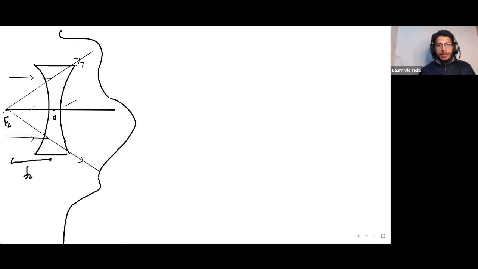You're not moving in the direction of light, right? O to F2, you are moving in a direction opposite to that of light. So your F2 is a negative term. It's negative.